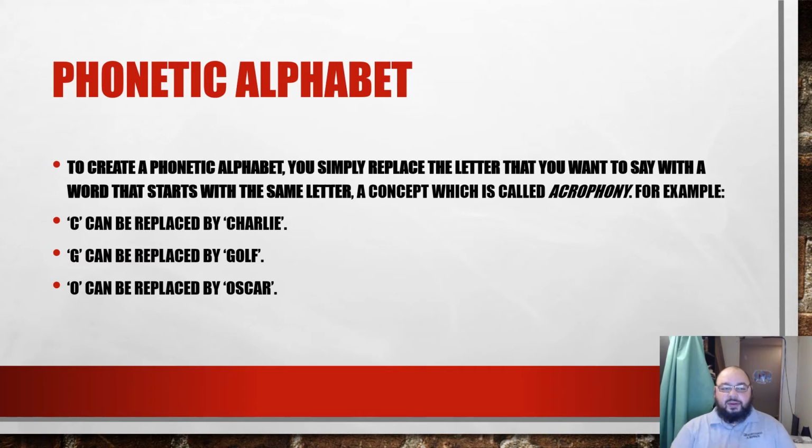To create a phonetic alphabet, you simply replace the letter that you want to say with a word that starts with the same letter. So A could be apple, B can be boy, C can be car, whatever. If you guys don't want to go with the standard, that's fine. But like here, C can be Charlie, G can be golf, O can be Oscar.